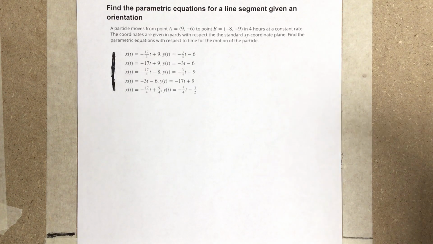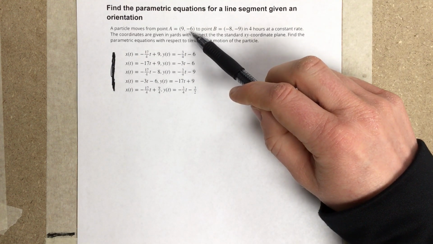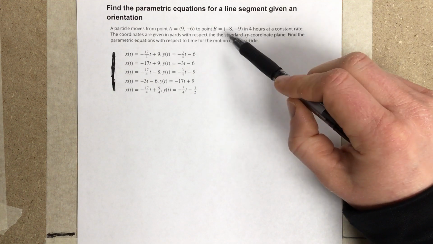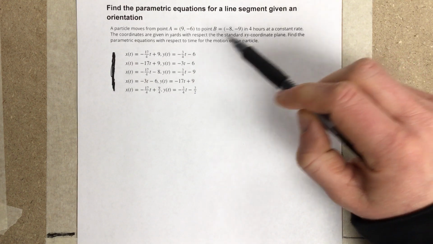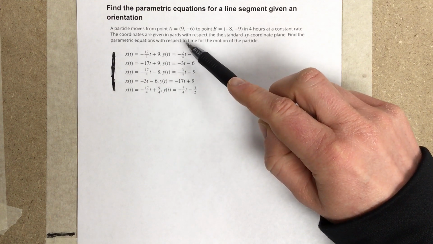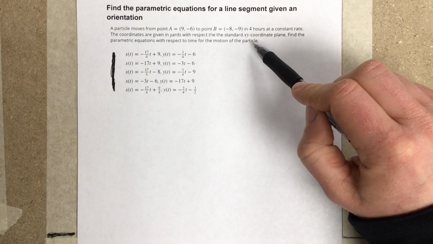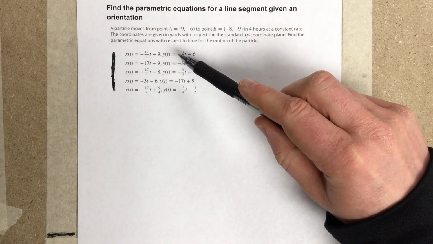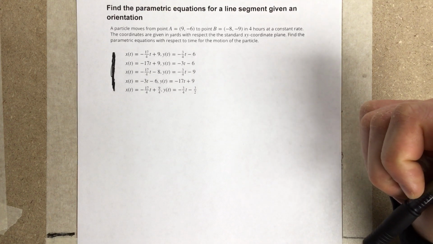In this video, we're going to find the parametric equations for a line segment given an orientation. It says a particle moves from point A, which is (9, -6), to point B, which is (-8, -9), in 4 hours at a constant rate. The coordinates are given in yards with respect to the standard xy coordinate plane. Find the parametric equations with respect to time for the motion of the particle.